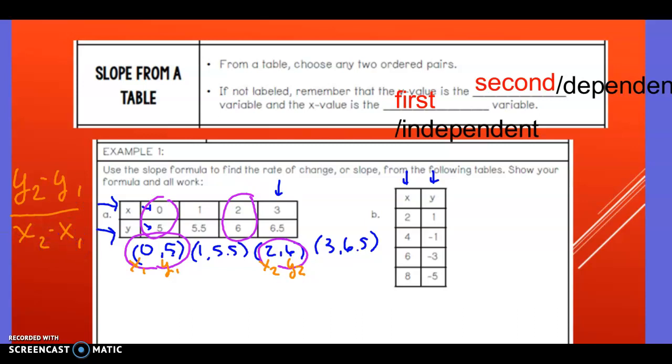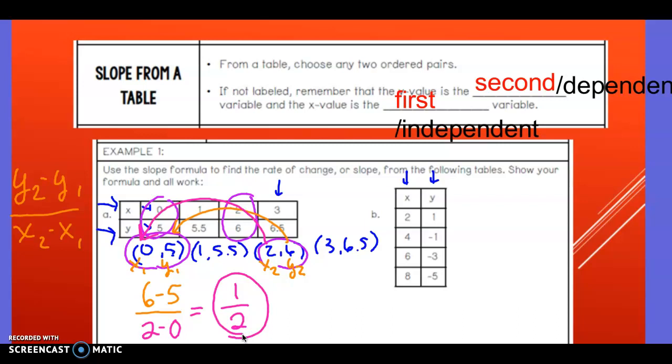I like drawing arrows to help me out here. So I have the second y minus the first y, so that will be 6 minus 5 over, and then I'm going to have the second x minus the first x, so that is 2 minus 0. So this gives me 1 over 2, and I'm done. My slope is 1/2, and the rate of change is 1/2 from the values in that table.